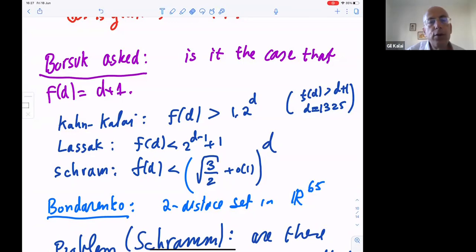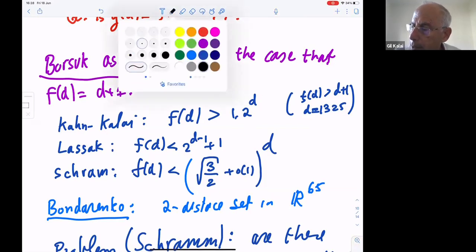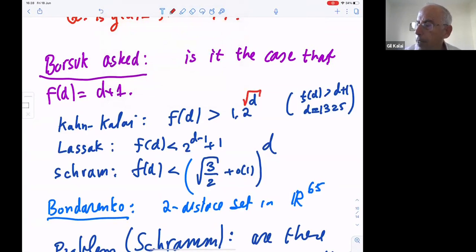And I'll say a few words about Schramm's upper bound, but oh, I'm sorry, there's a mistake here. What we proved is that F of D is greater than 1.2 to the power square root of D. Let me emphasize this, a square root of D. It is an exponential behavior, but we don't know if the exponent is D or square root of D.